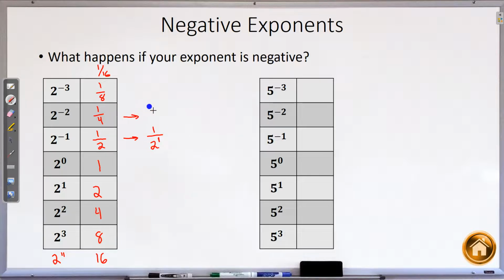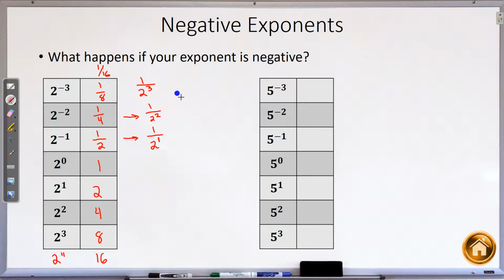This one here is 1/4, where did the 4 come from? 2 squared. And where did the 8 come from in this one? 1/2 to the third power. And so we just take the regular exponent, 2 to the third power, we know that's 8, and the negative moves it to the denominator. All right, now that works really well for 2's.